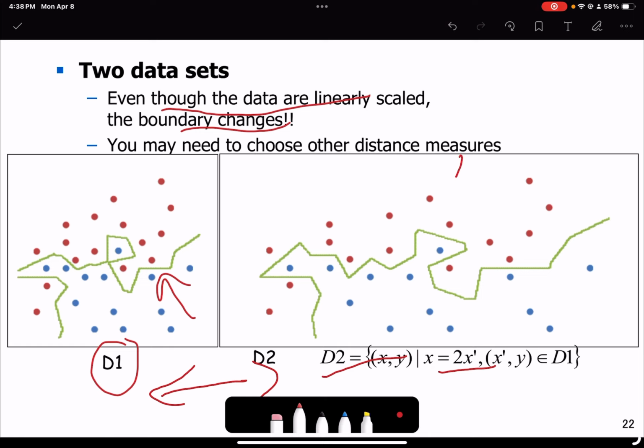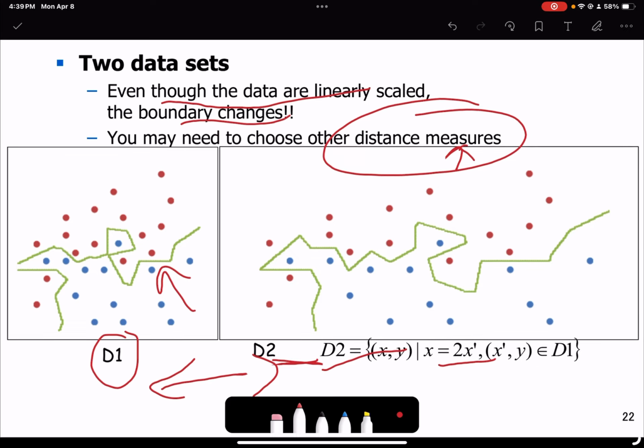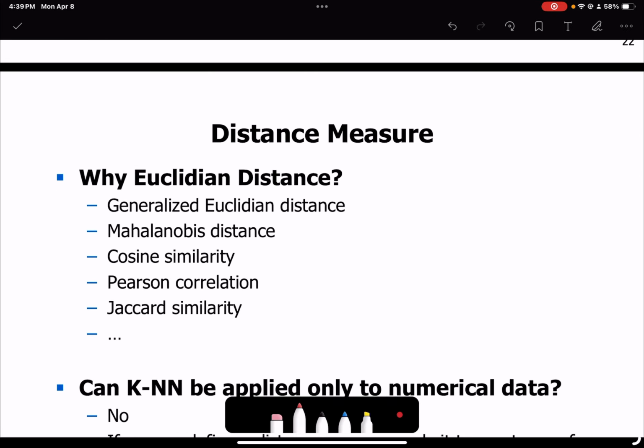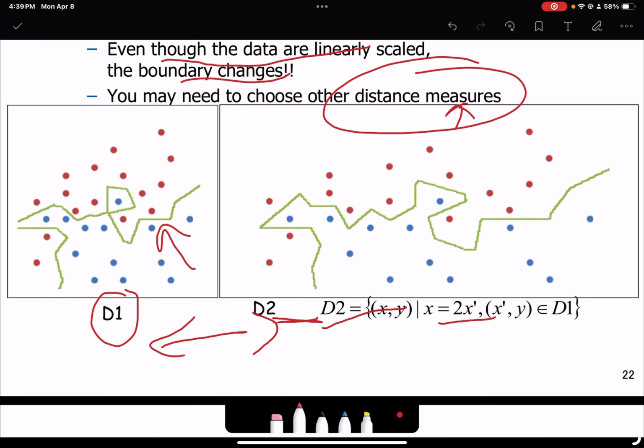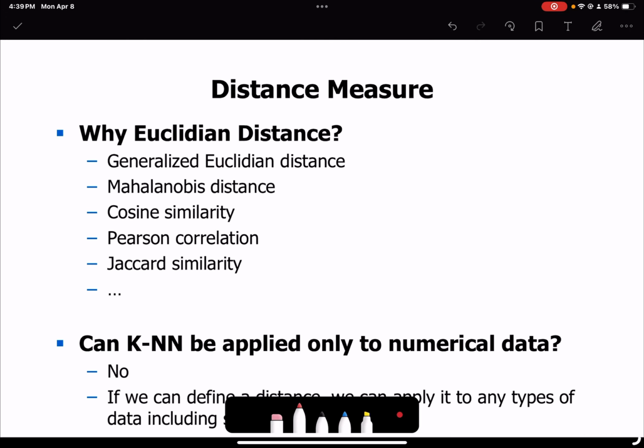So we have to focus on the other distance measures as well. The boundary is changing with the change in the representation of your data. So it is sensitive to the distance measure. Choosing the distance measure is an important part of your KNN algorithm.